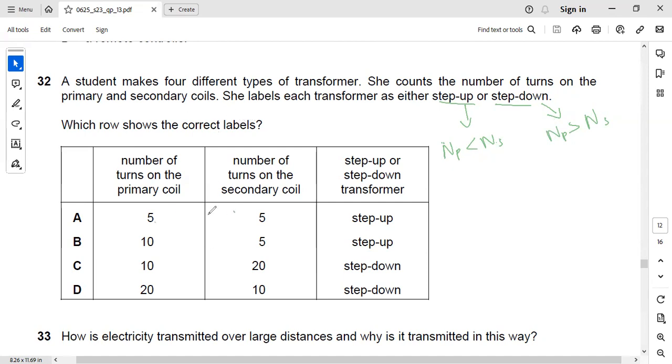Here it is 5 and 5. Turns are the same, so it is not step up. It is just an isolation transformer. Here it is 10 and 5. Here the secondary is less and it should be more, so it is not step up. Here it is 10 and here it is 20. The secondary is greater than the primary, so it is not step down. Here the primary is 20 and the secondary is 10. So NP is greater than NS. This condition is satisfied and it is a step down transformer. So the right answer is D.